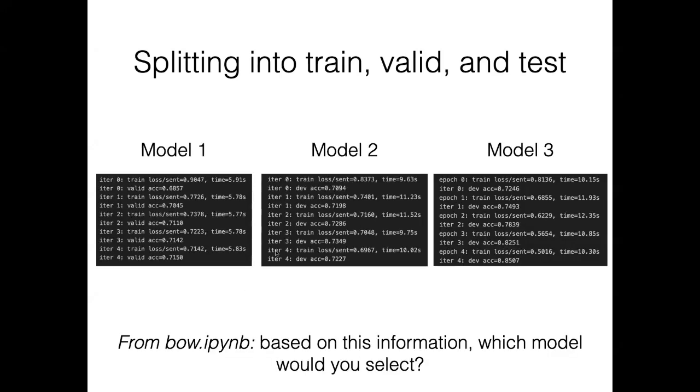Here's an example, and it's actually from the bag of words notebook. Here you can see you have three different models, and maybe it's too small, but can anyone tell me what is the best model you should select if you see this during training? This is printing out the training loss and the dev accuracy. Yeah, so model three, if you care about accuracy, then it's getting the highest accuracy.